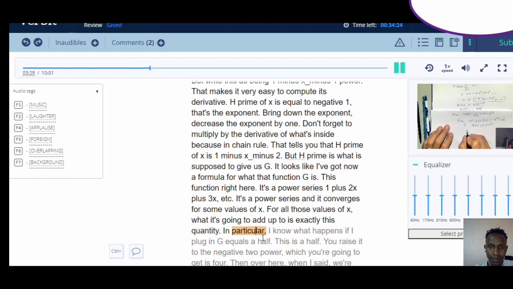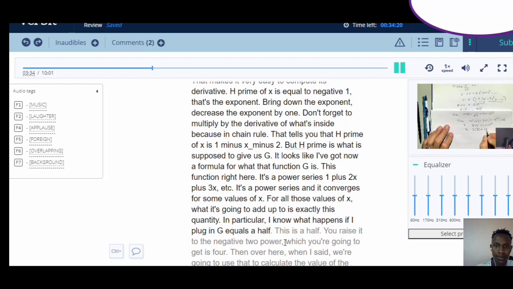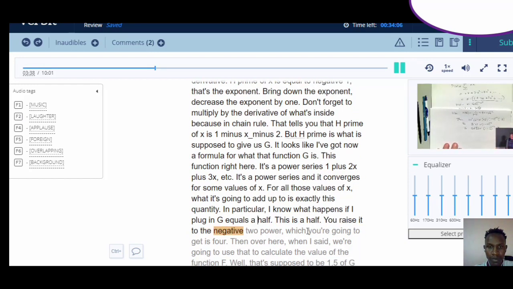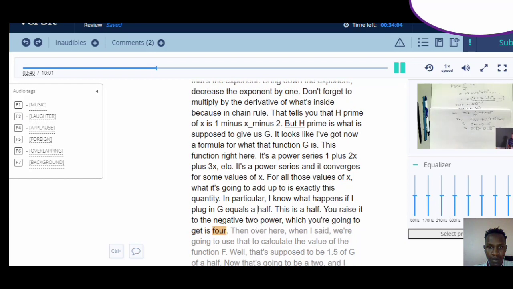In particular, I know what happens if I plug in x equals a half. So this is a half. You raise it to the negative 2 power, what you're going to get is 4.